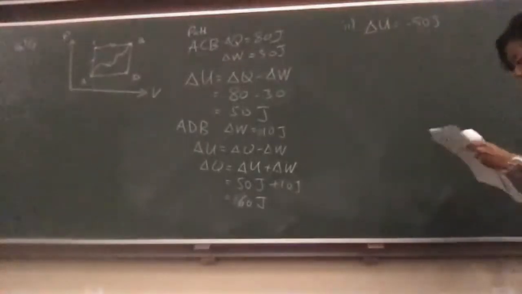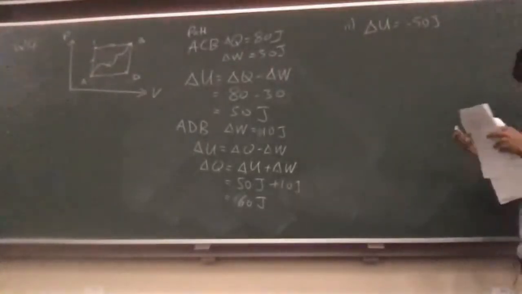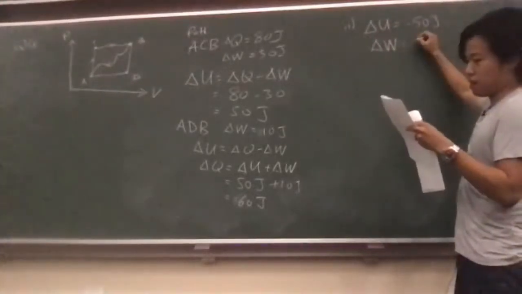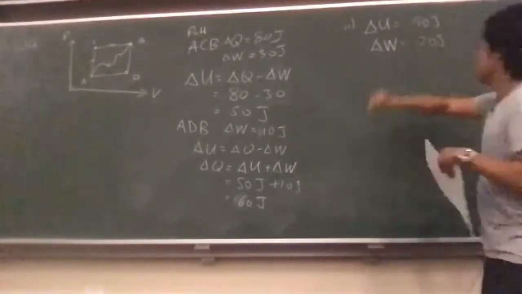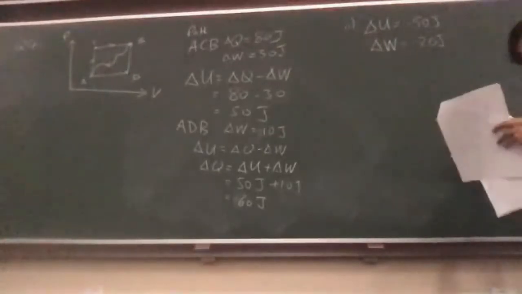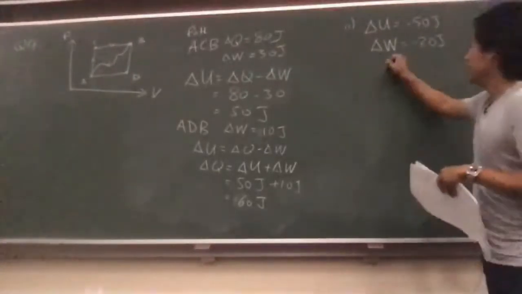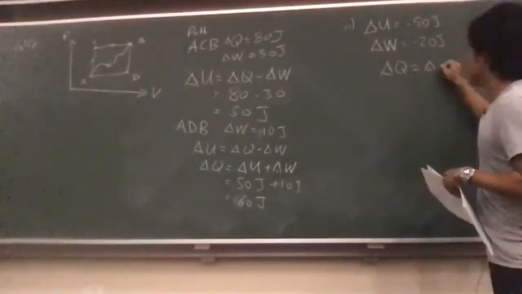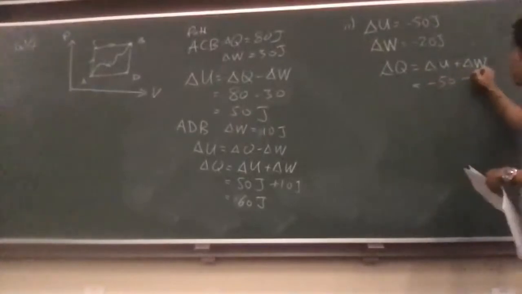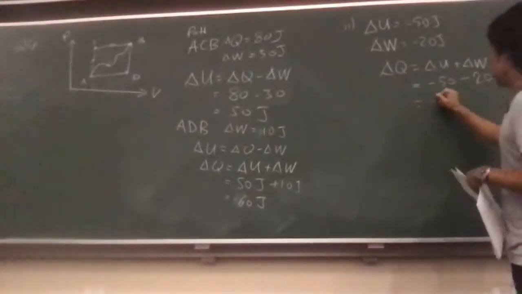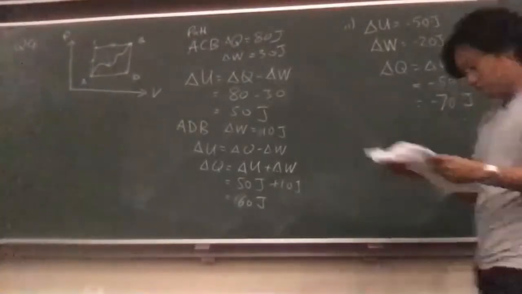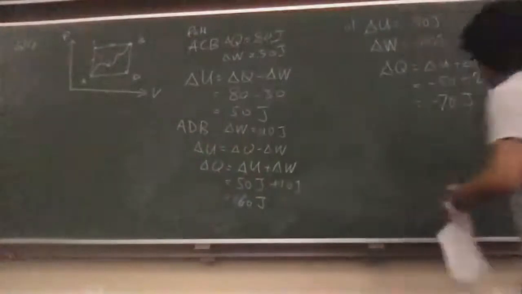And this time you have work done on the system, so your delta W is a negative number. So it's negative 20 joules. Work done on the system is negative the work done by the system. And now you can just work out delta Q is equal to delta U plus delta W. So in this case, it's minus 50 joules, minus 20 joules. So altogether, you get negative 70 joules of heat flowing out of the system. So this is heat loss.